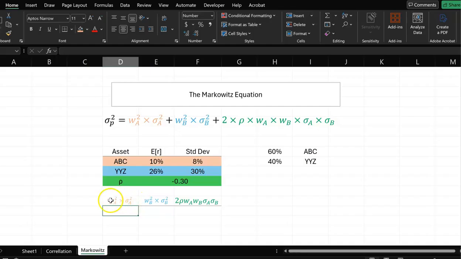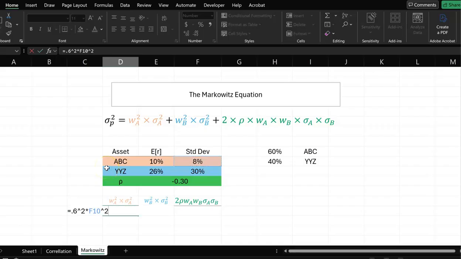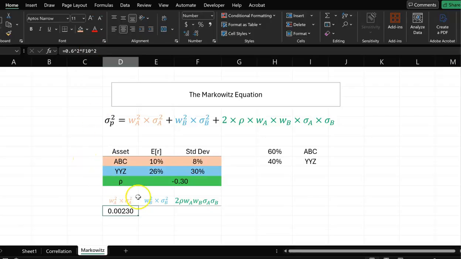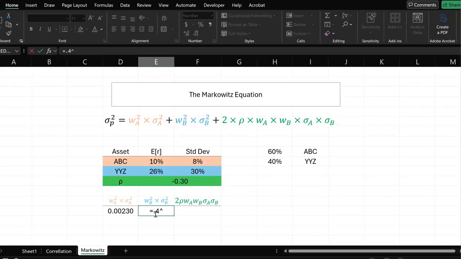The first thing I need is this weight in A squared times the standard deviation of A squared. So that's going to be 0.6 squared times, I'm just going to click on it, the standard deviation of A squared. So 0.6 squared times 8% squared. By the way, the most common mistake here is to forget to square something. The next one's going to be 0.4 squared times the 30% squared.